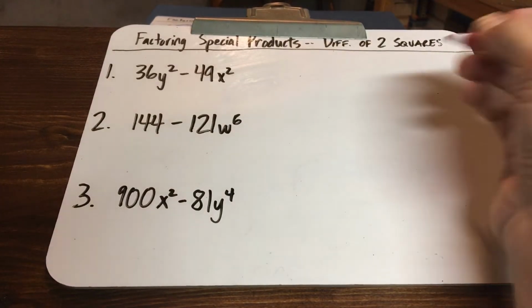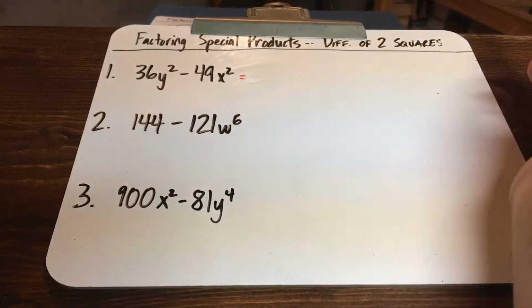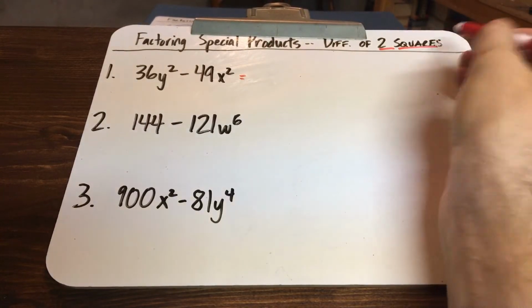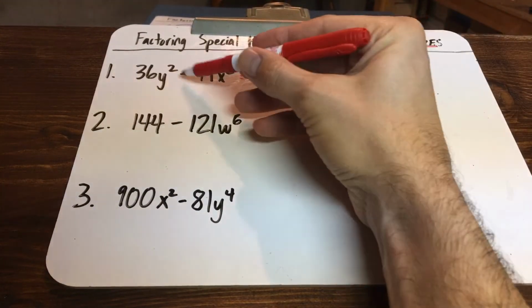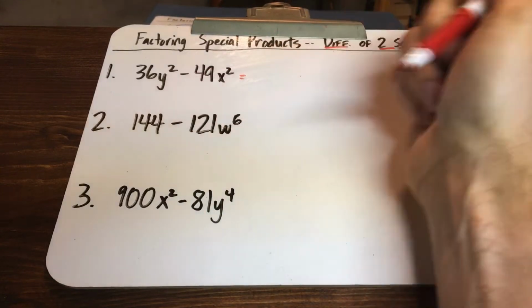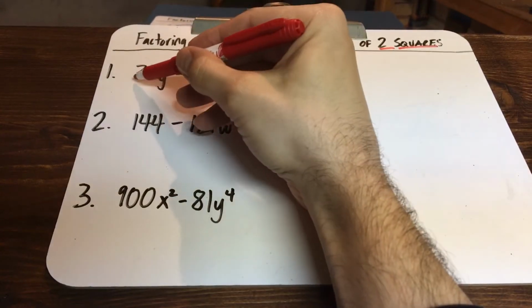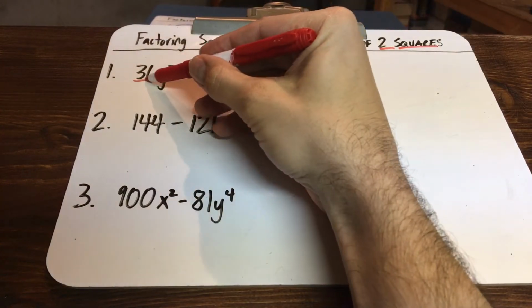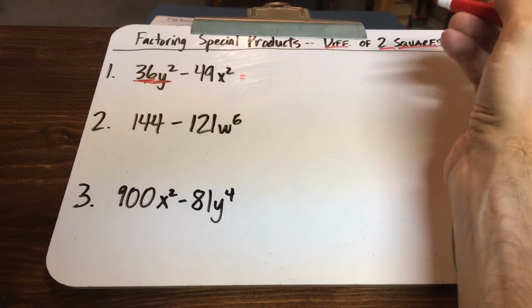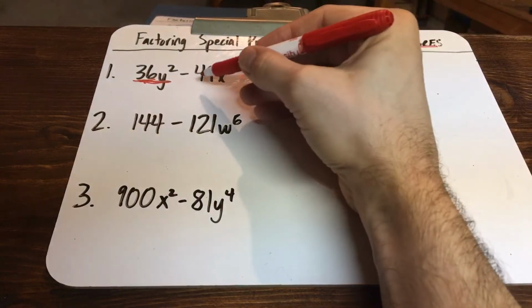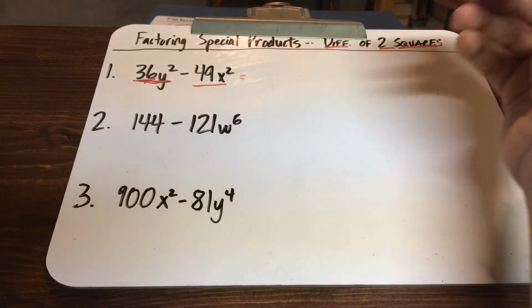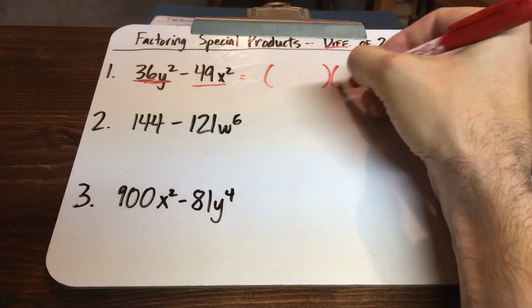Here's three example questions. Special products, difference of two perfect squares. Difference means there's a subtraction sign in all of these. If it was an adding sign, it would not be possible to do it the way that we're doing it. So it has to have this subtracting sign in between. Okay, do a quick double check. Is this term a perfect square? Do I know the square root of 36? Yes. Do I know the square root of 49? Yes. So can I do this one in my head in about 5 seconds?